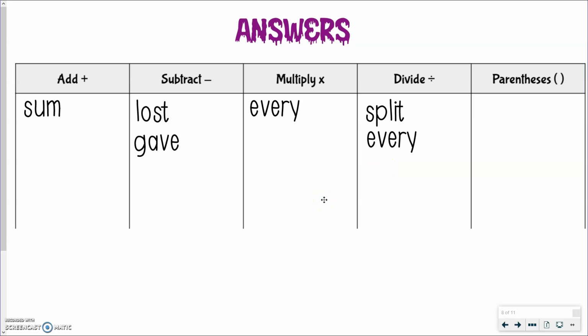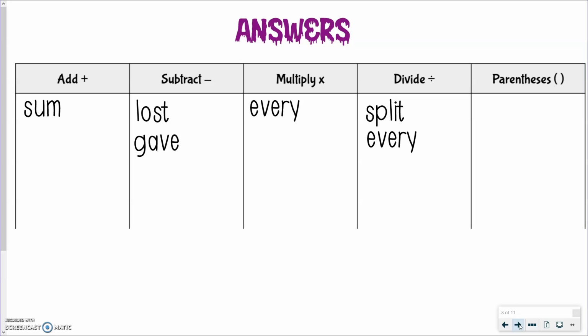So if I say, like, I have 2 chairs at every table, well, then I would take the 2 times however many tables I have. But occasionally you might see every used with division. Like, if I have 20 pieces of candy, and every person got 4, how many people could I give it to evenly? Okay, you could do it like that. Typically it'll be multiplying, but it could be used for division. And then split would be division, especially if I'm splitting it equally or splitting it evenly. Okay?